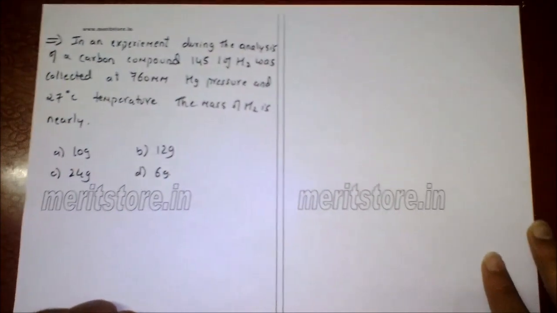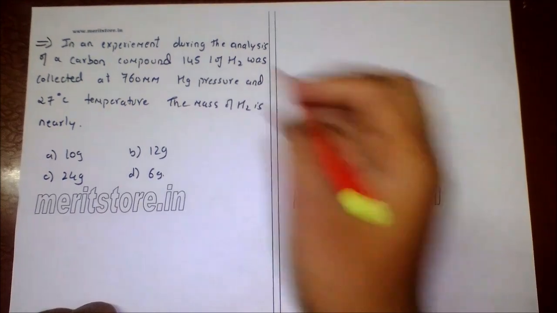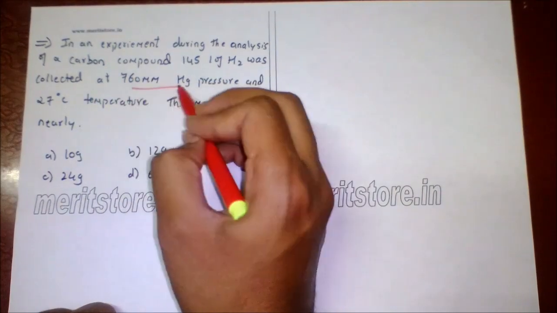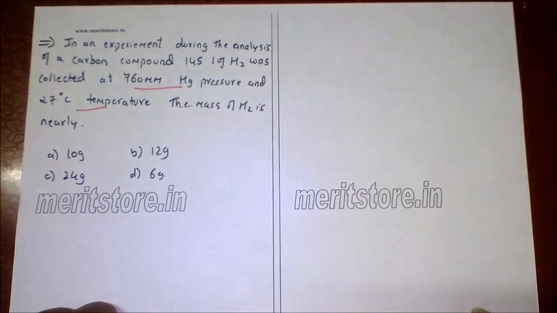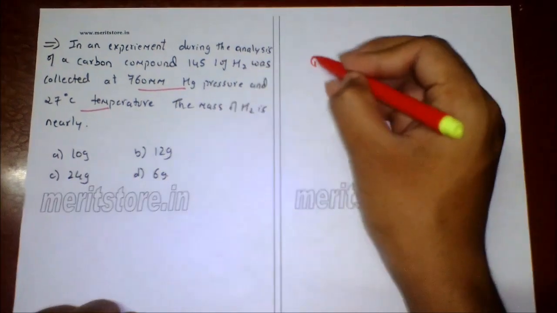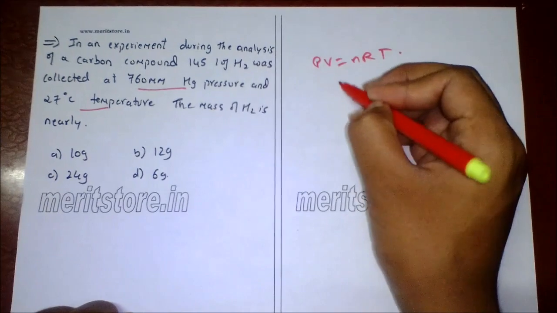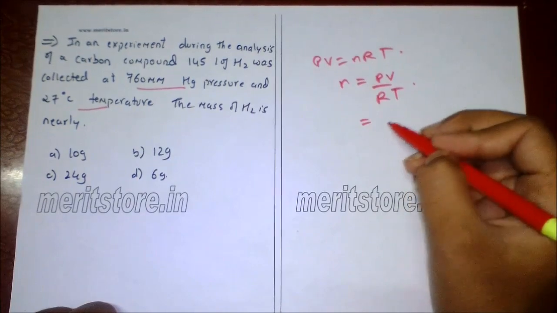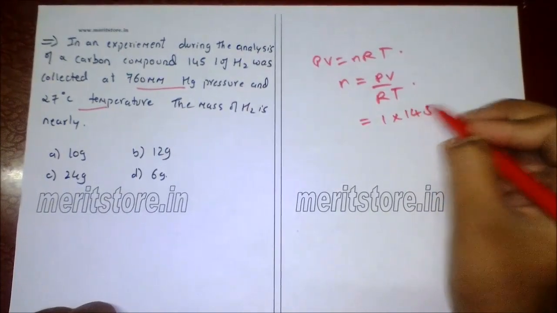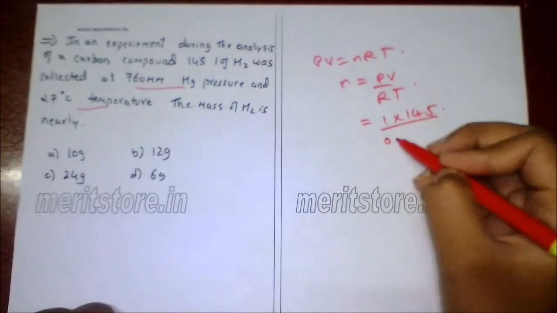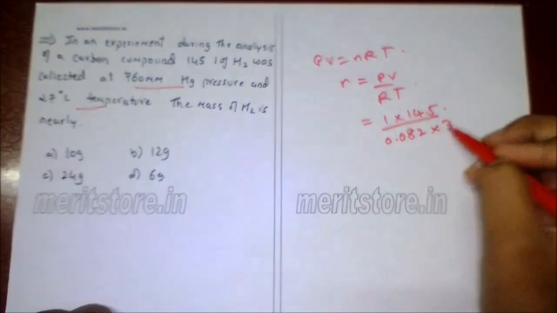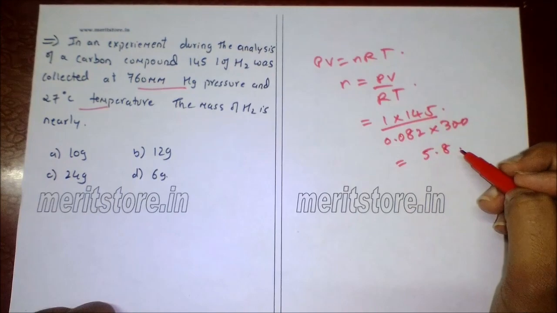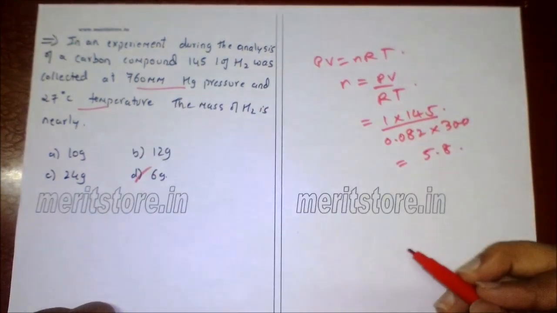In an experiment, during the analysis of a carbon compound, 145 mL of hydrogen was collected at this much pressure and this temperature. The number of moles of hydrogen is nearly? So PV is equal to nRT. So n is equal to PV upon RT. Pressure is 1 into 145 volume, divided by 0.082 into 300. So this comes out to be 5.8 moles or 6 moles. So option D is the correct answer.